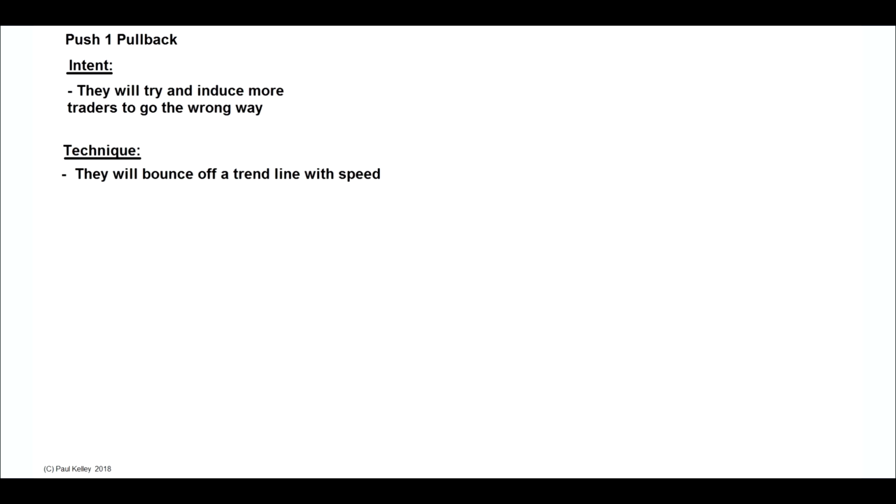With the push 1 pullback, what they're trying to do is induce more traders to go the wrong way. They're inducing more traders to go the wrong way. And how are they going to do it? They're going to bounce off a trend line with speed. Remember, the push 1 would run up to that trend line and then reverse.